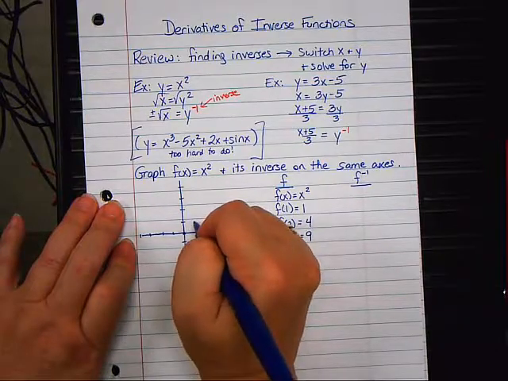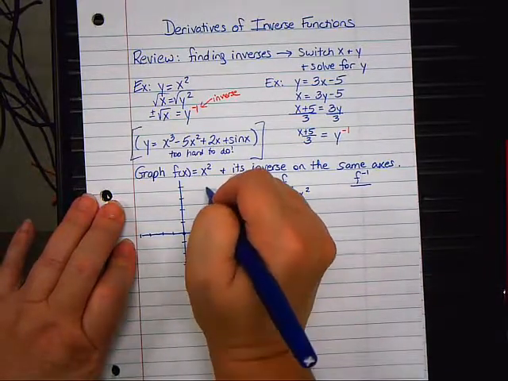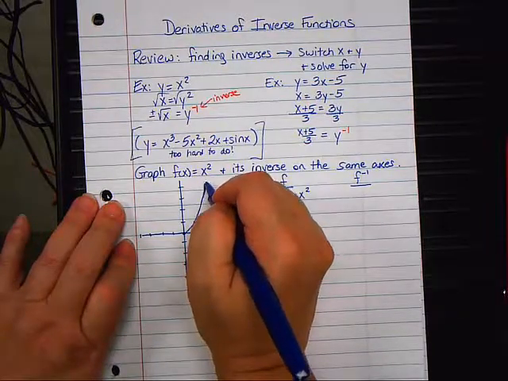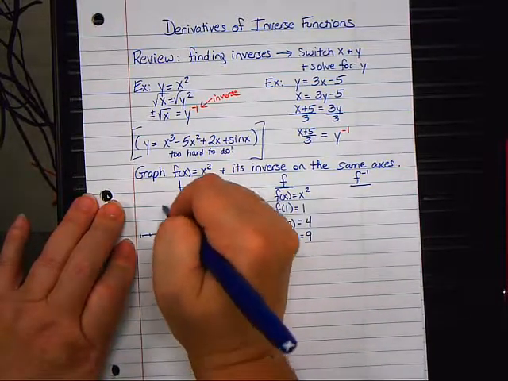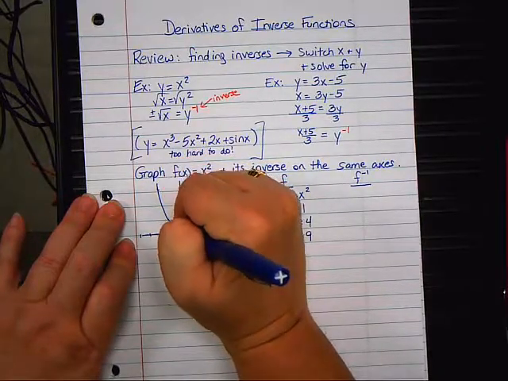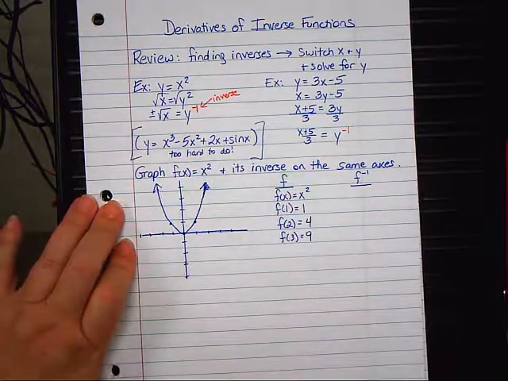Okay, let's plot those points. We know 0, 0, 1, 1, 2, 4. I'm not going to worry about 3, 9. There's the right side of the parabola. And then I could do more points over here. Left side of the parabola. There's the parabola.